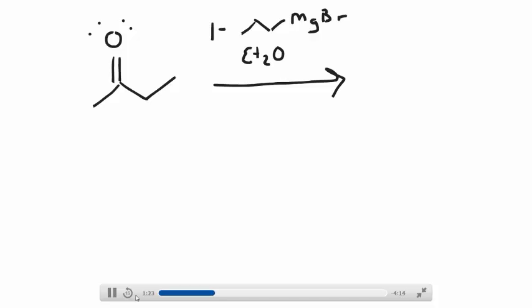And then after the fact, you would add acid. You cannot add an acid source early. If you do that, you will protonate the Grignard reagent. So this really does have to be a 1-2 type of a reaction. So let's look at how this occurs.